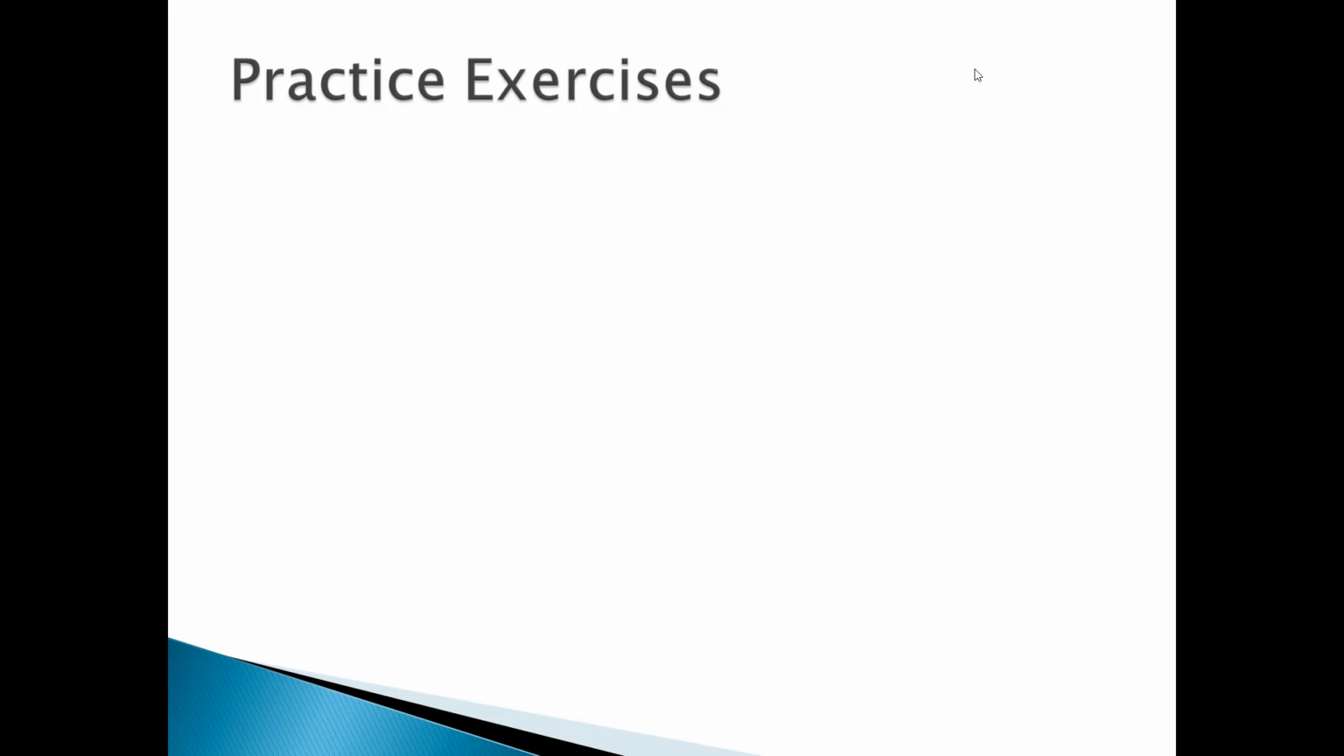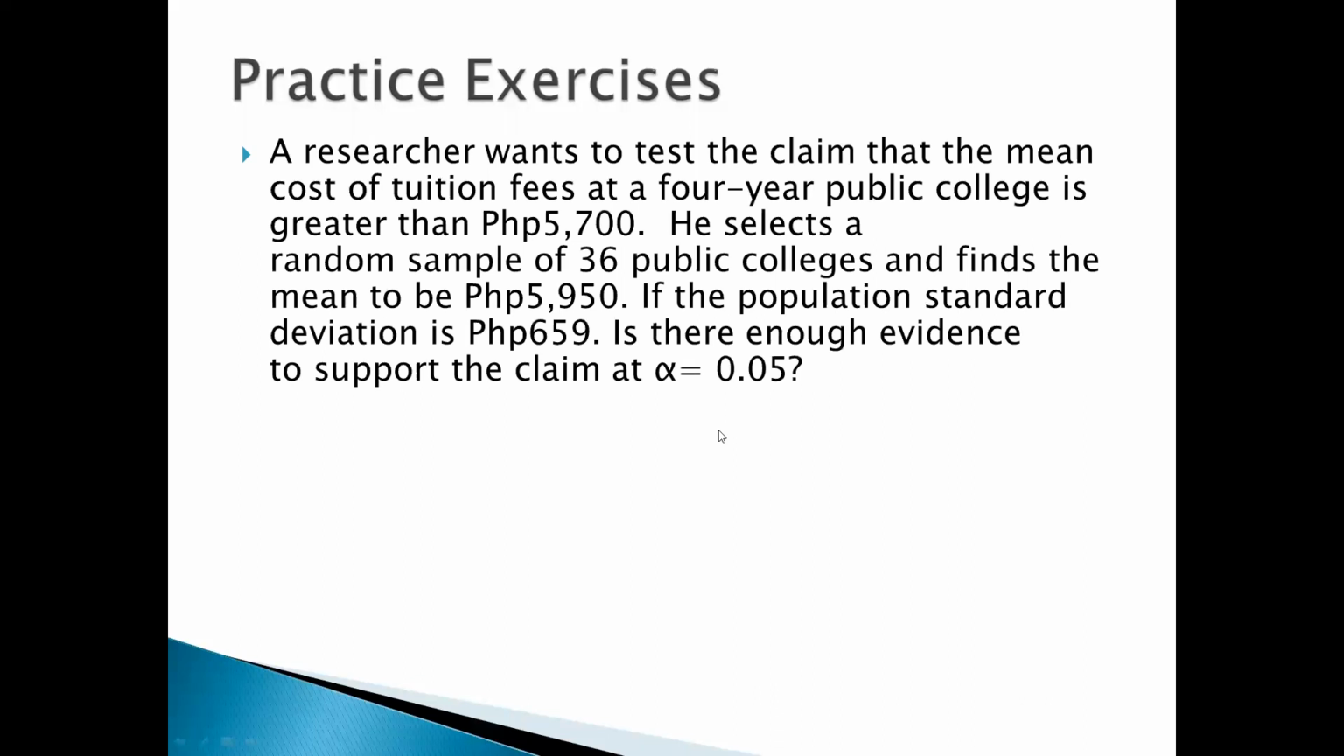Okay, so here are the answers to the practice exercises in our discussions last time. For the first one, we have here a researcher wants to test a claim that the mean cost of tuition fees at a four-year public college is greater than 5,700 pesos. He selects a random sample of 36 public colleges and finds the mean to be 5,950 pesos. If the population standard deviation is 659 pesos, is there enough evidence to support the claim at an alpha of 0.05? So again, what do we have here?